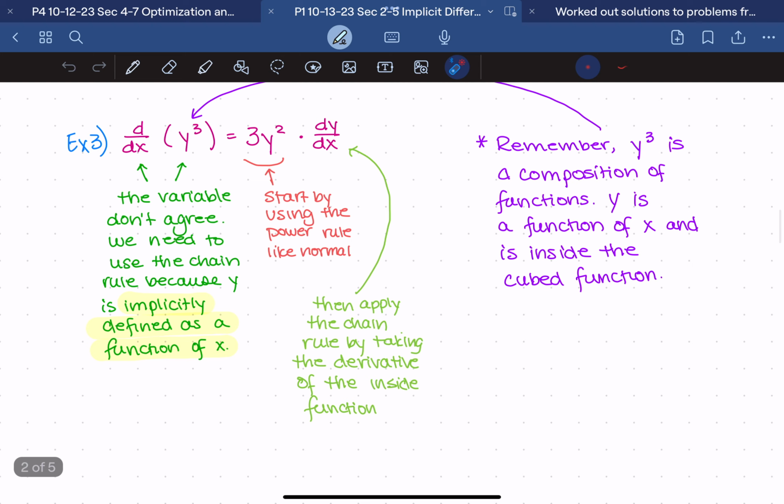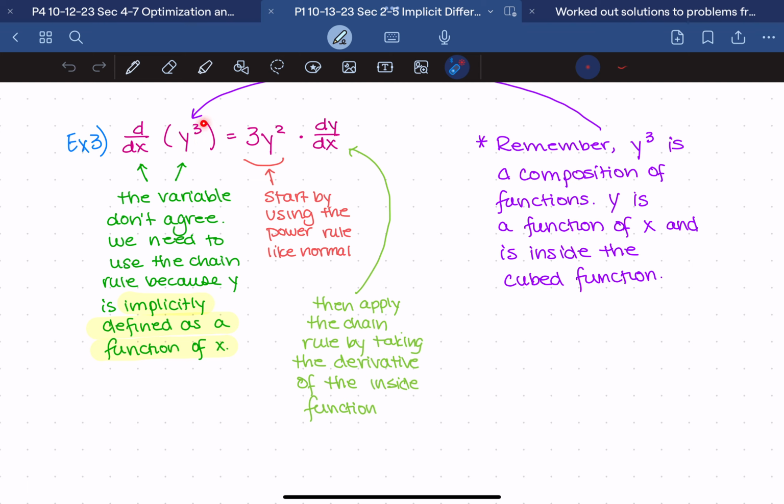Now, when you have a problem like this, where the variables don't agree, we're differentiating with respect to x, but y is the variable. So what do we do? Remember, y is a function of x, so there actually is a composition of functions here. It just doesn't look like it. y is the inside function inside the cubed. You can think of that as g of x inside f of x. So y would be g of x, the inside function, and f of x would be the cubed function, the outside function. So when the variables don't agree, you have to use the chain rule.